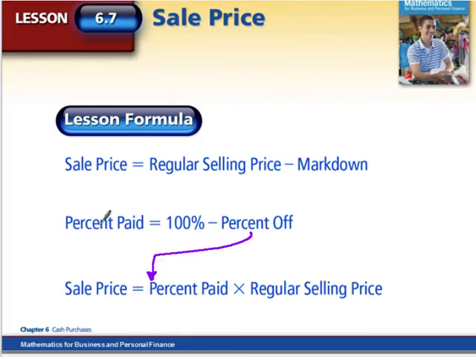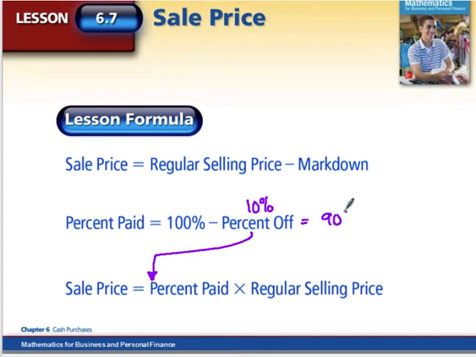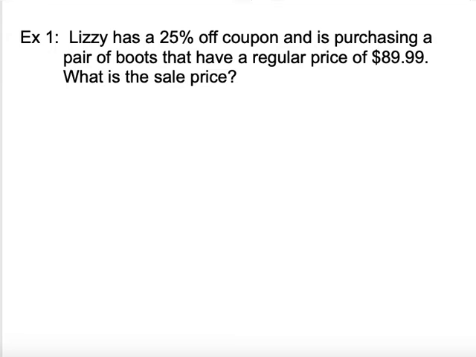So for an example, if you have an item that's 10% off, we're going to take 100% minus 10%, and we're actually going to pay 90% for that item. So that 90% becomes our percent paid times the regular selling price, and it finds it in a quicker, easier method. So Lizzie has a 25% off coupon and is purchasing a pair of boots that have a regular price of $89.99. What is her sell price?